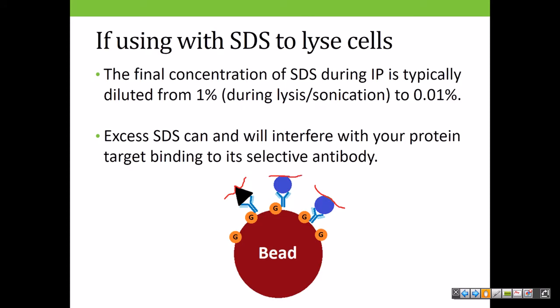Now, a quick note about detergents. You remember earlier I was talking about how detergents can interfere. If you are using SDS, I said typically you'll lyse cells and sonicate with 1% SDS. From there, you're going to want to dilute. All the protocols I've seen dilute from 1% to 0.01% and then do the IP. So that seems to be standard, and it might depend on your target. If your target doesn't bind very well or binds very weakly to your antibody, you may have to decrease the SDS and go with other detergents altogether.